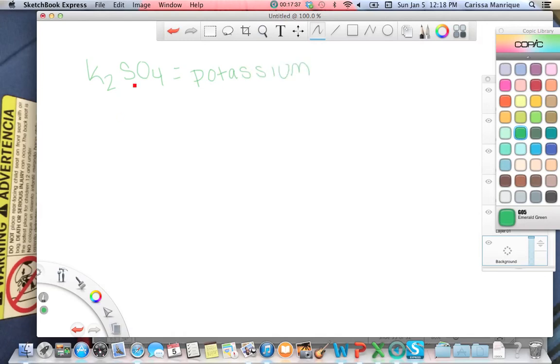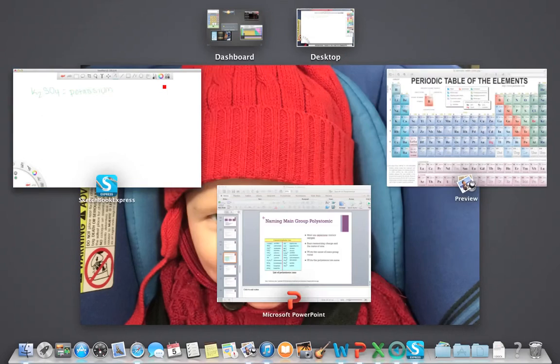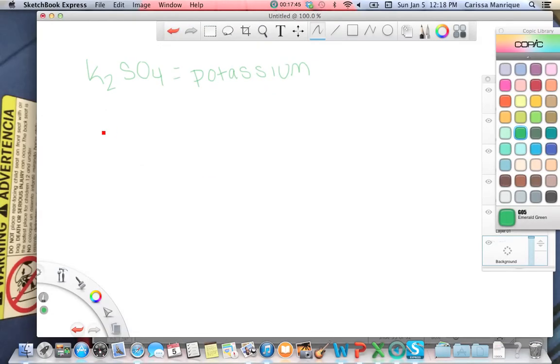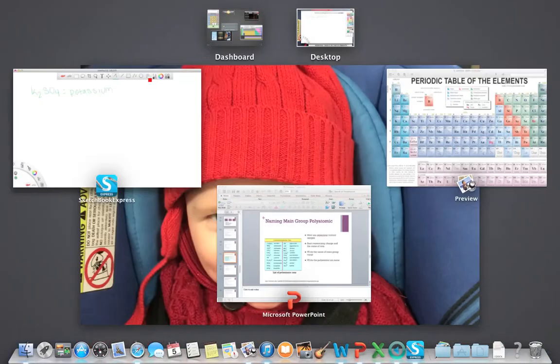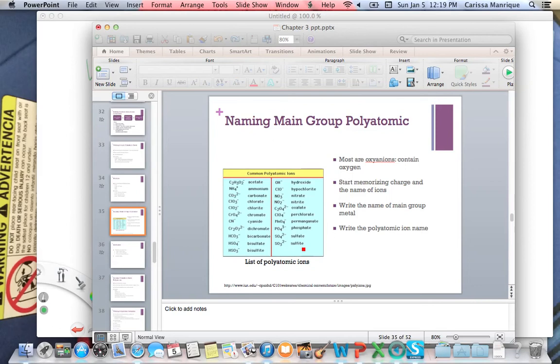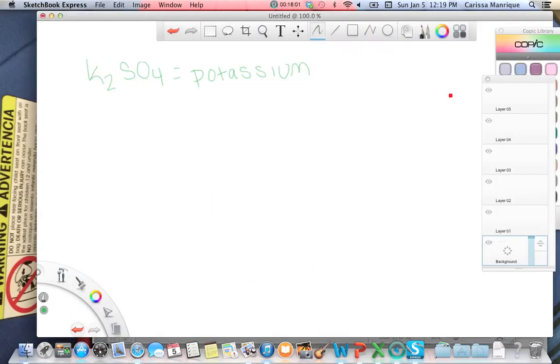Now we need to name this whole entire anion here, this polyatomic. Polyatomic, poly meaning many, and atomic meaning atoms. So you have many atoms right here, so more than one. And we're going to look up SO4, and it's right here, and that is called sulfate. So this becomes potassium sulfate.